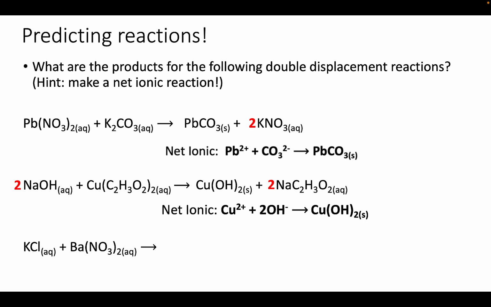Balance our equation, and we end up with the net ionic here, which shows that all that's happening is copper is finding the 2 hydroxides to form copper 2 hydroxide.